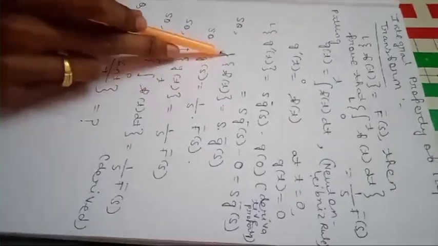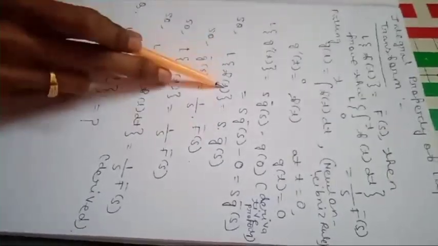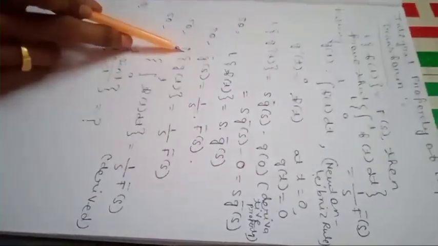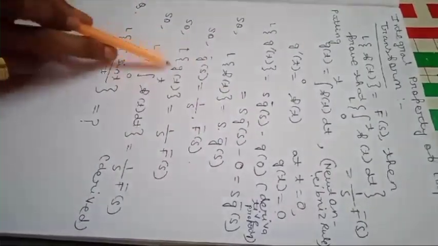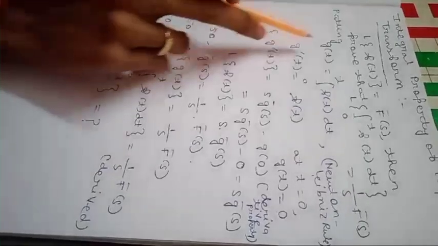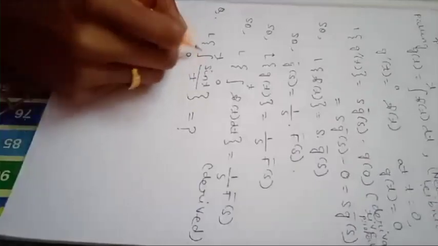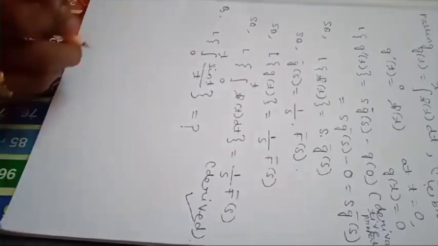So g bar of s is basically 1 by s into Laplace of f of t, which is f bar of s. So g bar of s is Laplace of g of t, that is Laplace of integral 0 to t f of t dt, which equals 1 by s f bar of s. Now see one example problem. I hope you understood. If you are not getting it, kindly let me know in the comment section and I will give answers separately.